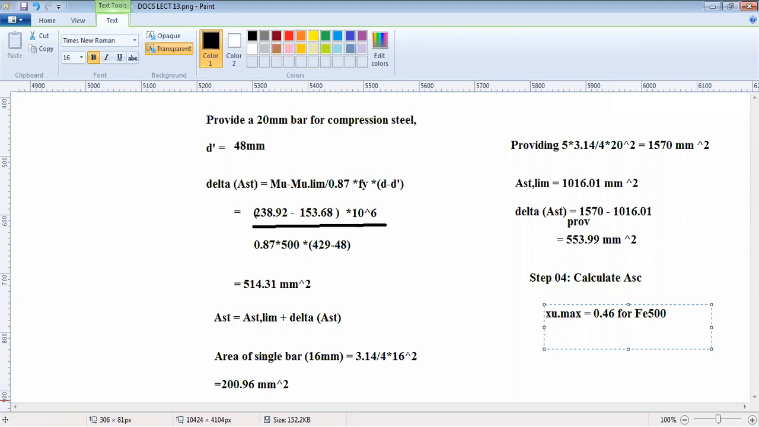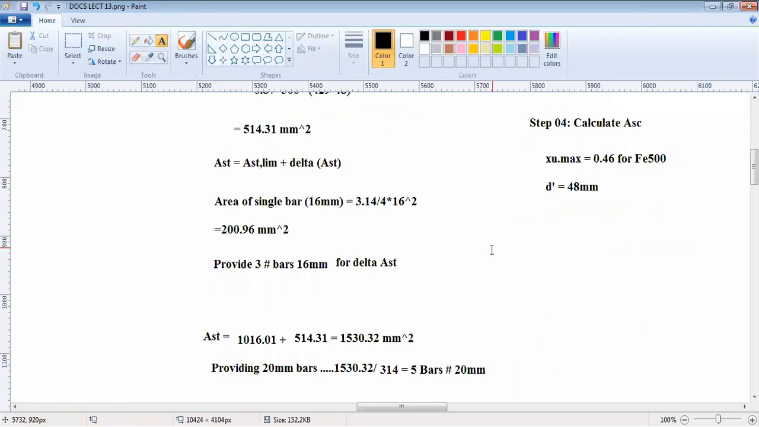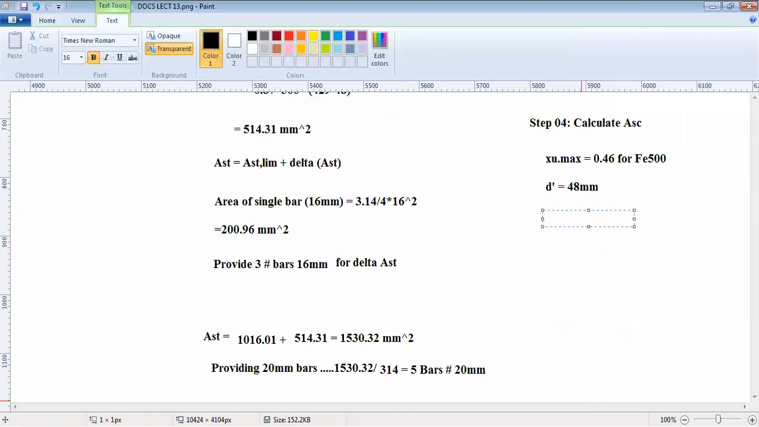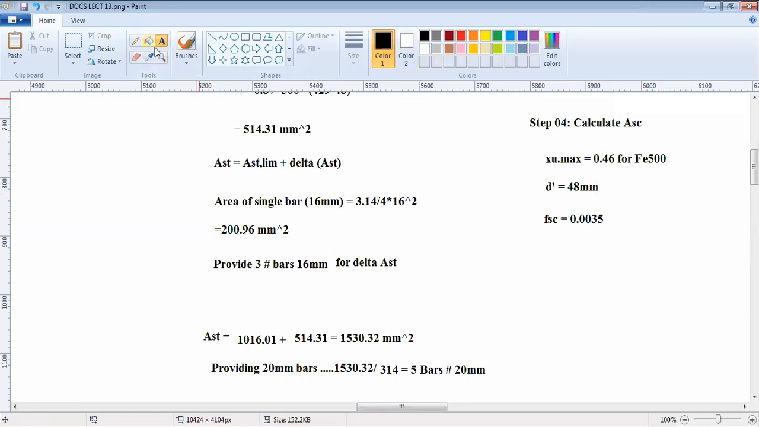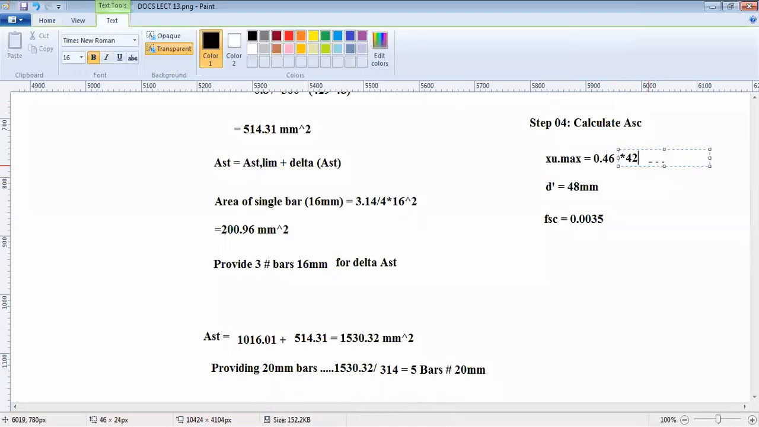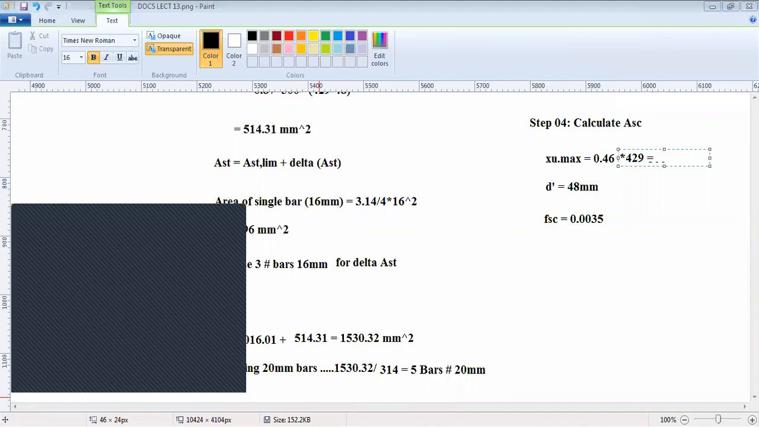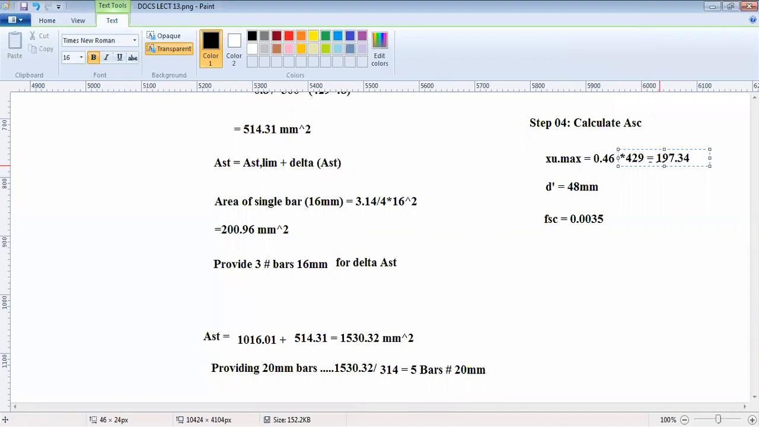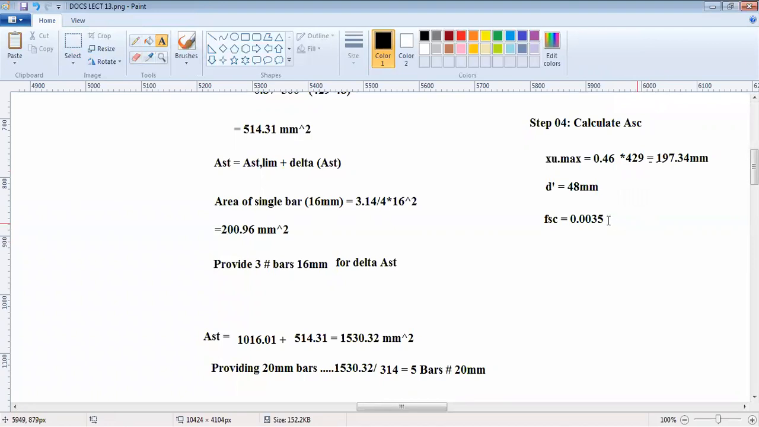Then what is the next thing you require? D dash. Now D dash is known to us. It is 48 mm. Thereby, your XU max first. It is 0.46 multiplied by D. It's XU max by D, so D is 429 here. To ये कितना आ रहा है? हाँ जी, कितना आ रहा है? 197.34.